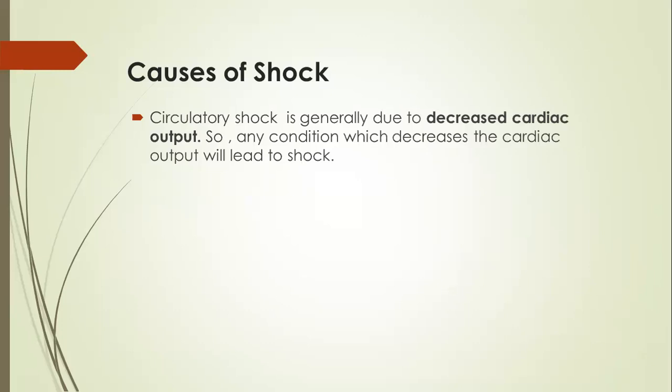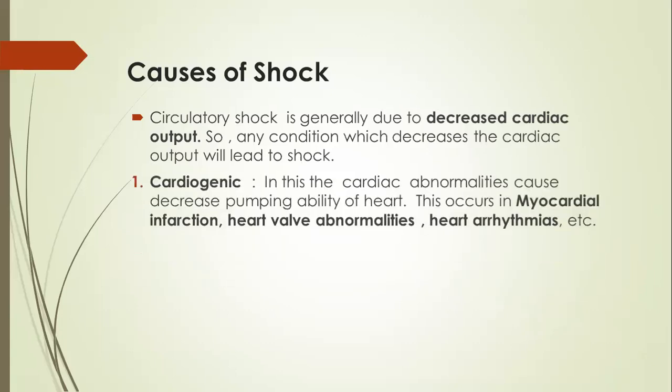Whatever the conditions which are causing the decrease in the cardiac output, the first and the most important condition is cardiogenic itself. The heart itself can have many types of cardiac abnormalities which can decrease the pumping ability of the heart. And due to decreasing the pumping ability of the heart, the cardiac output will reduce. Conditions like myocardial infarction, heart valve abnormalities, and heart arrhythmias are the common conditions which can lead to a decrease in the pumping ability of the heart, which decreases the cardiac output.